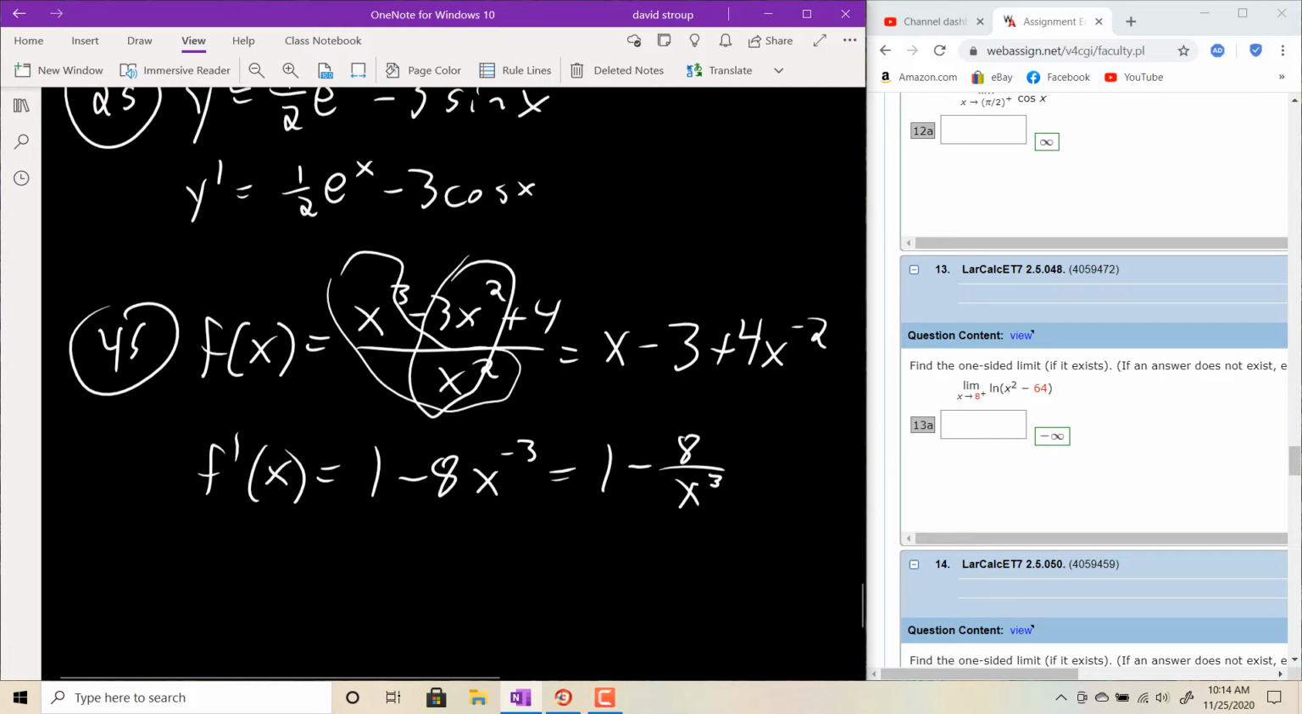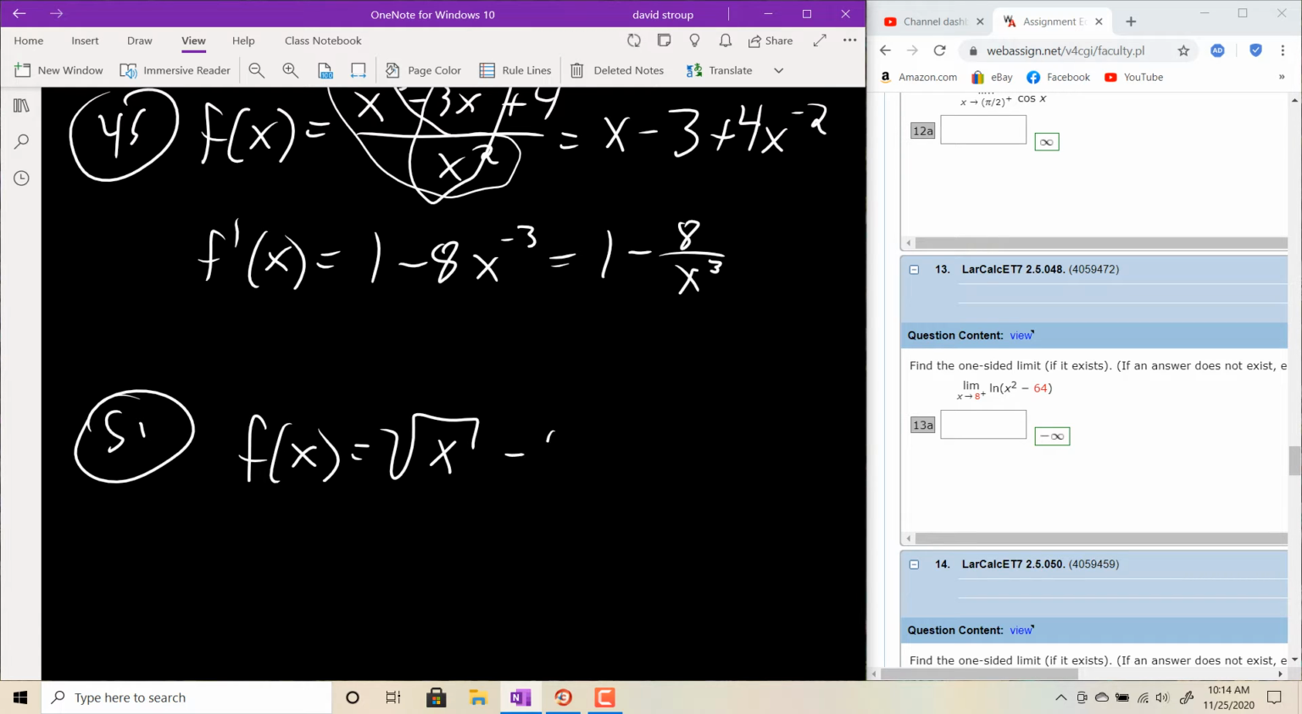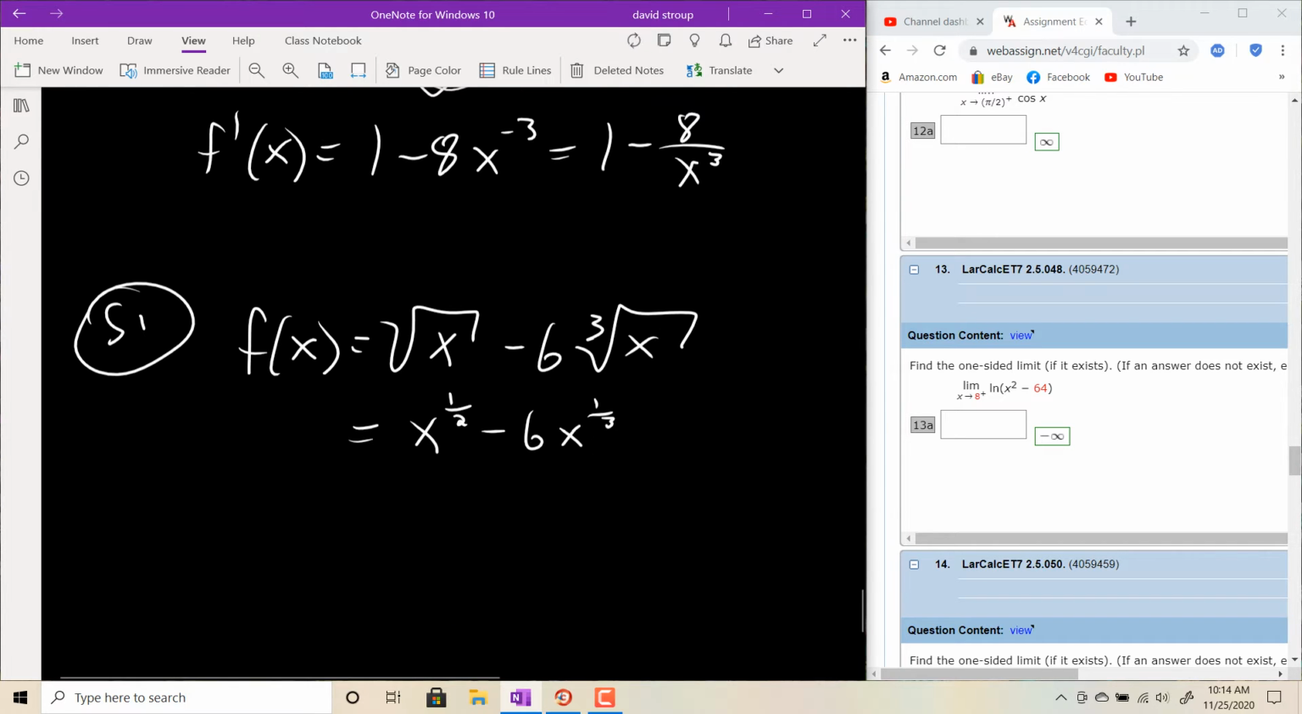Right, so derivatives, good stuff. Make sure if you get a square root, you convert it to an exponent, like 51. Maybe I'm beating this to death now. f of x is the square root of x minus 6 times the cube root of x. So rewrite it: it's x to the 1/2 minus 6x to the 1/3, and then take the derivative using the power rule.